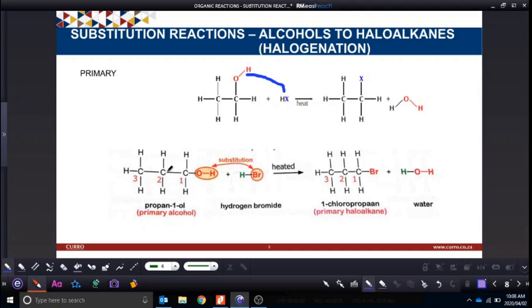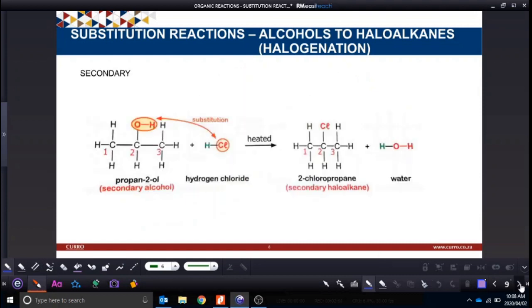This is a primary because it's only bonded to one other carbon. The OH and the Br change positions. We get 1-chloropropane and water. For the secondary, the OH is on carbon 2, bonded to 2 other carbons. So the OH and the Cl change position, and we get 2-chloropropane and water, also still heated.